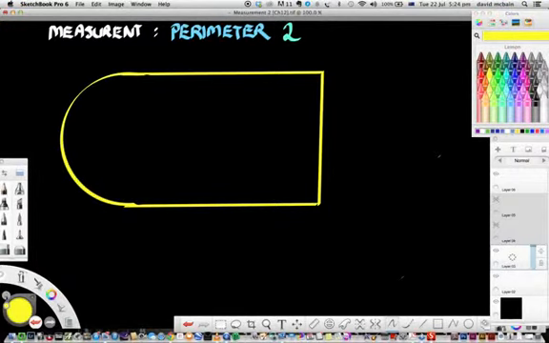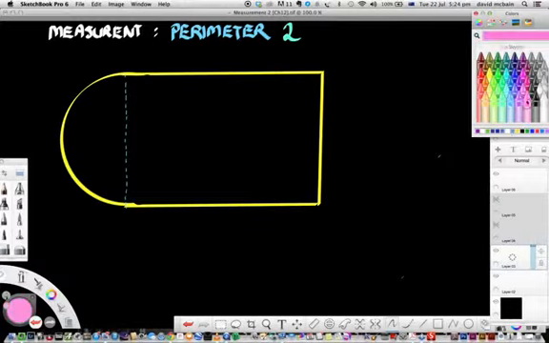And this is actually a rectangle connected to half a circle. So let's just make that a little bit clearer by drawing a dotted line down there, like that. So there's our rectangle, and there's our half circle. So we want to work out the perimeter of this shape. Now the perimeter of this shape is the distance around the outside like this. So it's that distance there.